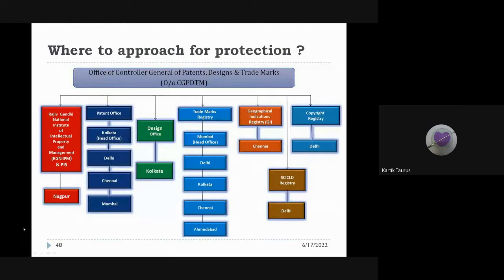So where to approach for protection? So the patent office is in Delhi, Chennai, Mumbai and Kolkata. Design office is in Kolkata. Trademarks, that's in Mumbai, Delhi, Kolkata, Chennai and Ahmedabad. GI is in Chennai. SICLD registry is in Chennai and copyright registry is in Delhi.